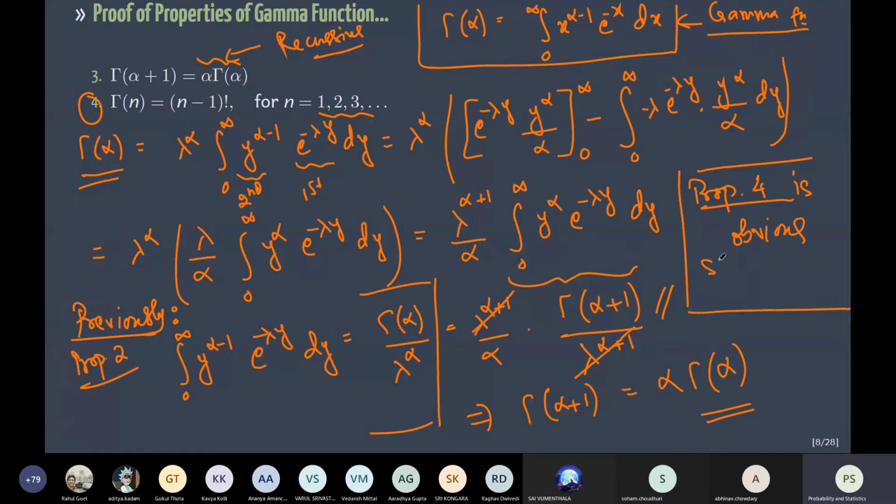Set alpha to be n and apply property 3 recursively. So we know this, right? So the fourth is just a special case of this. The fifth property, the last property of the gamma function, is that gamma half is square root of pi, right?